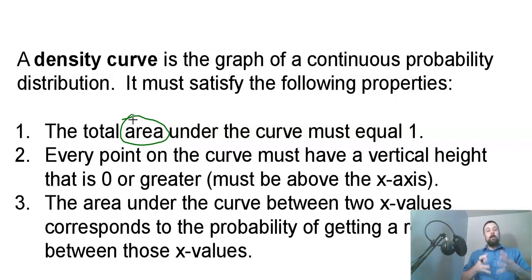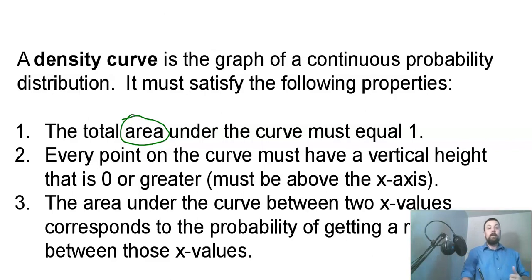And then the area under the curve between two x values will correspond to the probability of getting a result between those two x values. So a requirement of the density curve is that the area under the curve between two values has to correspond to the probability of getting a value between those two values, right? Or getting a result between those two values. Saying values multiple times makes it sound a little more confusing.